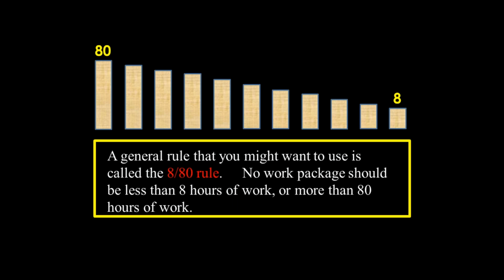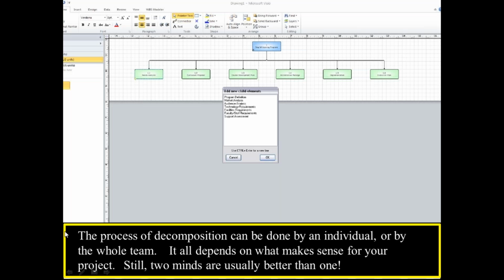There is a general rule that we might use, called the 8/80 rule. According to this rule, no work package should be less than 8 hours of work or more than 80 hours of work. Generally this type of rule can be used for defining the work packages in the work breakdown structure. The process of decomposition can be done by an individual or by the whole team. It all depends on what makes sense for your project. Still, two minds are usually better than one, so you can take some advice from the other team members too.